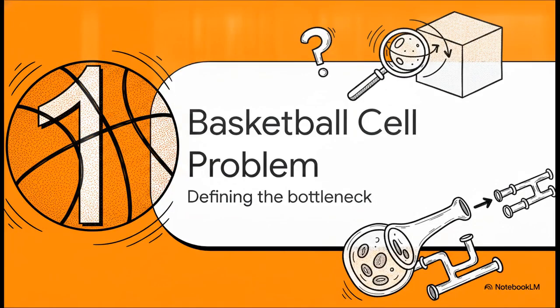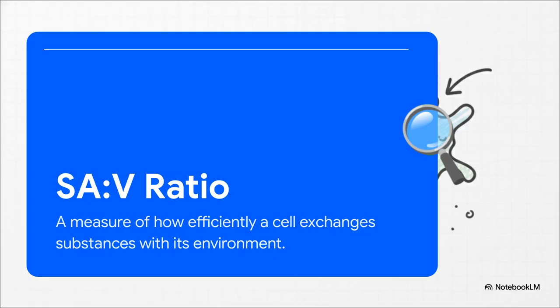All right, let's start with section 1, the basketball cell problem, and define the exact engineering bottleneck we're dealing with here. Let's visually isolate the outer boundary of our cell from its inner core. The concept ruling this entire domain is the surface area to volume ratio, or SAV ratio. This is basically a critical measure of how efficiently a cell can exchange stuff with its environment. Look at those directional vectors. The green arrows pulling inward show the intake of oxygen and nutrients through the surface area. At the same time, you've got red arrows pushing outward, expelling waste.